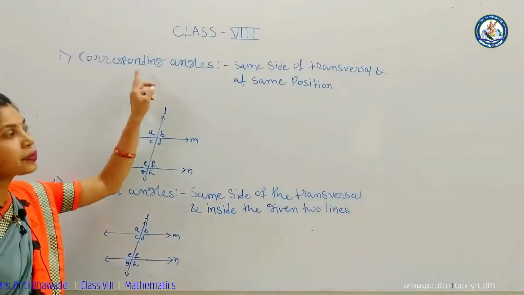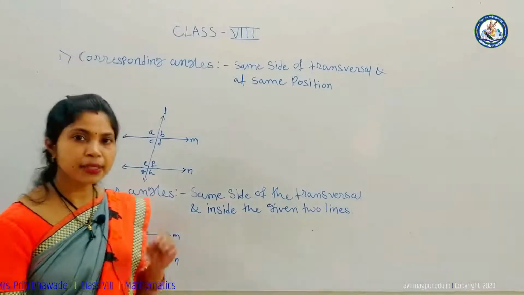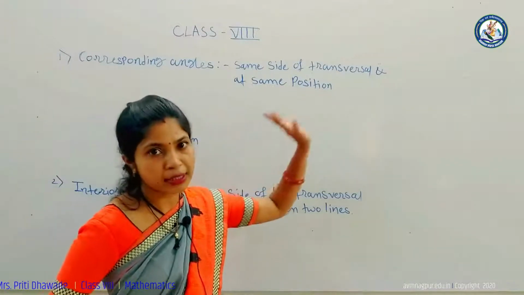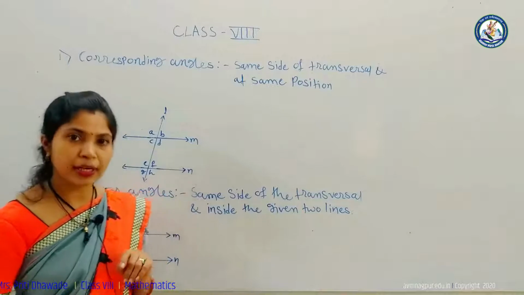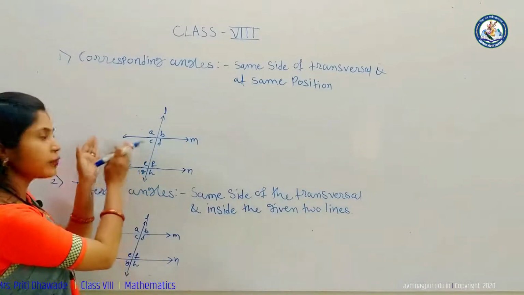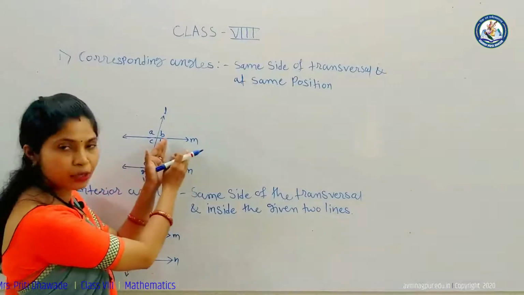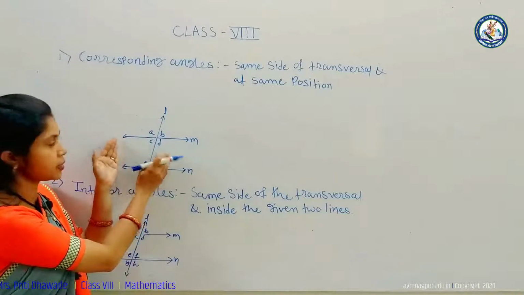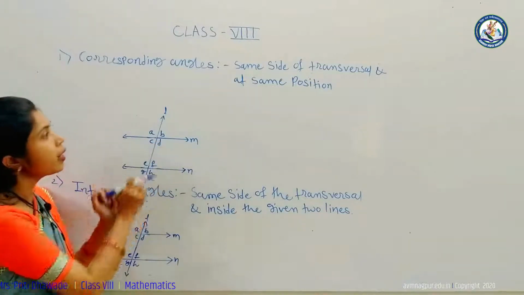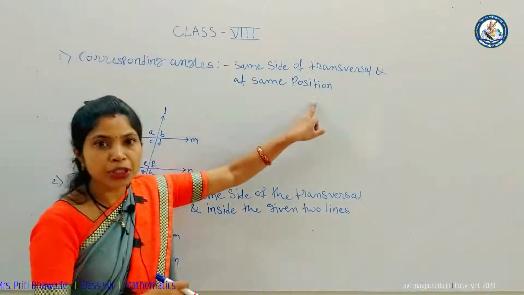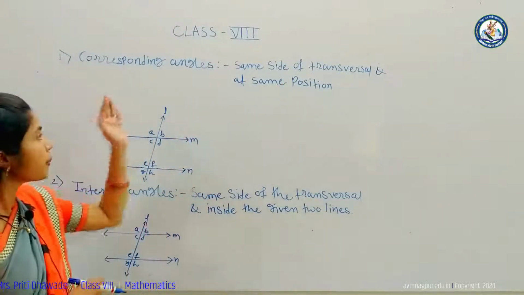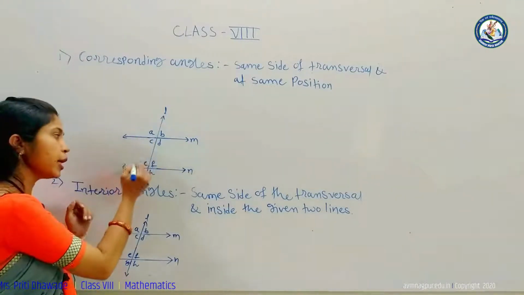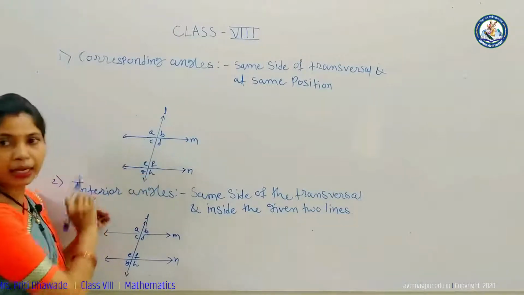Corresponding angles are the angles which are present on the same side of the transversal and at the same position with respect to the two lines. Now what is the meaning of same side of the transversal? That is either on the left hand side of the transversal or on the right hand side. Suppose this transversal L divides this diagram into two parts. This is the left hand side and this is the right hand side. And what is the meaning of the same position? While taking a pair of corresponding angles, we have to take angles which are both present above the line or both below the line.